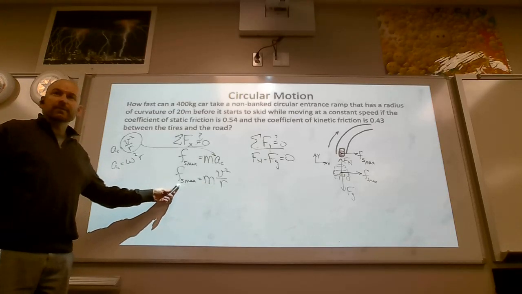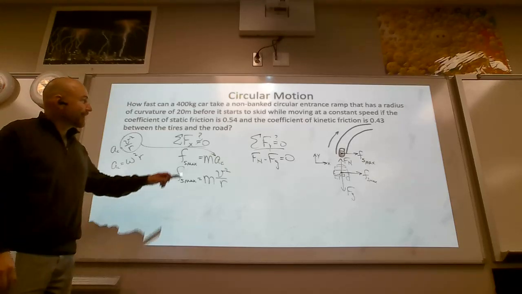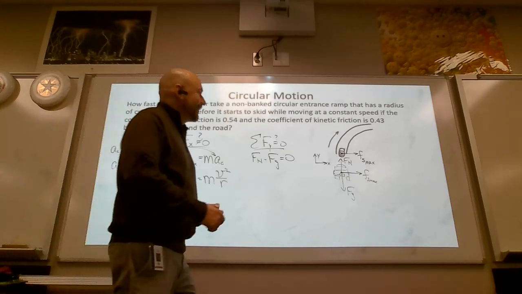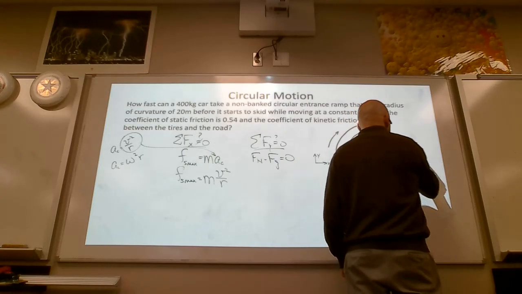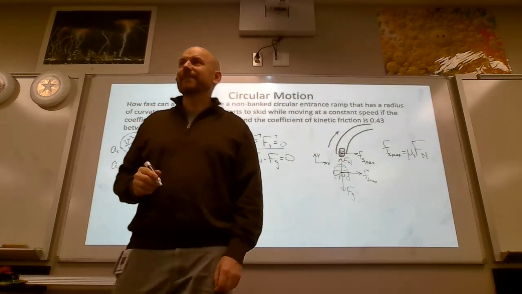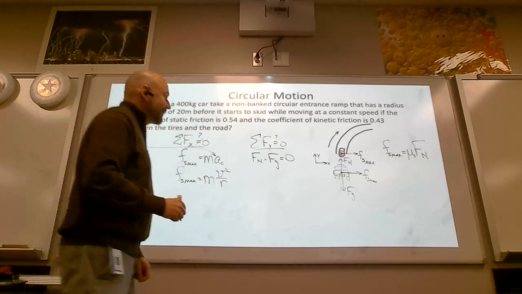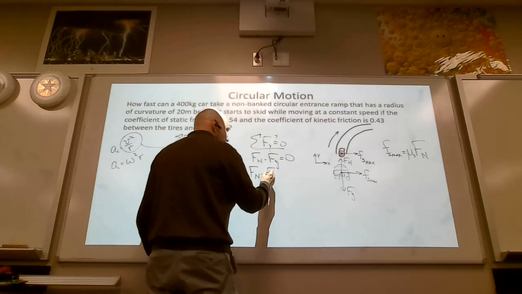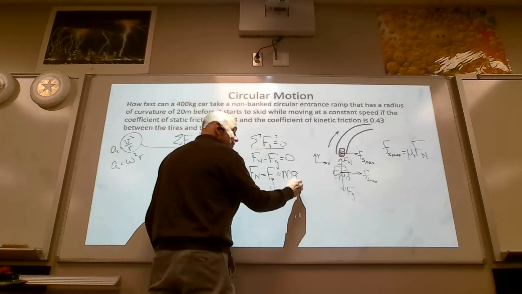Do I have static friction? Yes, I've got the coefficient. It's more work. So maximum static friction is equal to coefficient times normal force. Normal force, that's over here. So normal force is equal to the force of gravity, which is equal to mass times 9.8.